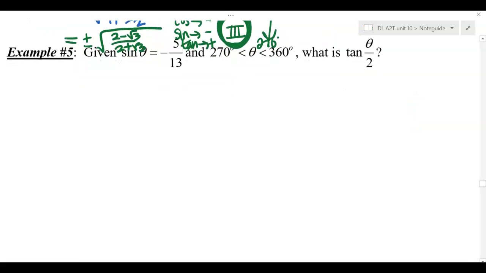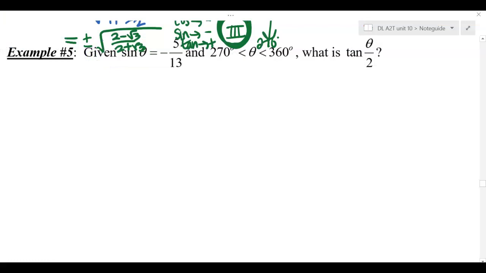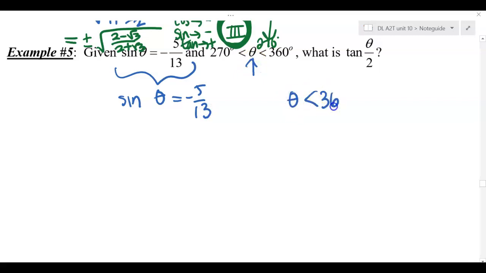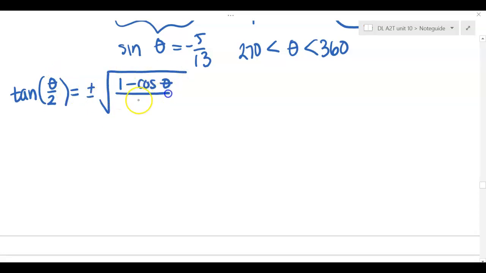In number 5, we're going to be doing the same thing, but with a slightly different set of information. You're given information about theta. You're given sine of theta equals negative 5 over 13. You're given that theta is between 360 and 270. But you're asked to find the tangent of theta over 2. Lucky for you, the half angle formula relates those things together, right? The half angle formula says the tangent of theta over 2 can be calculated with this formula that uses theta, not cut in half.